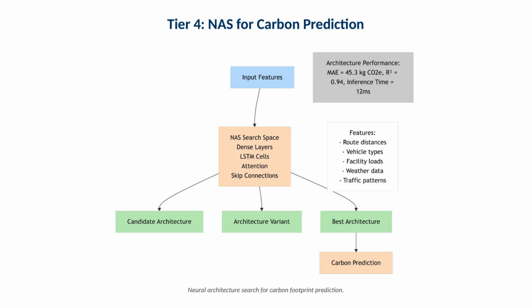Neural architecture search explores many possible network designs automatically. The search space can include dense layers, recurrent layers such as long short-term memory, and attention mechanisms. The system evaluates each architecture using prediction accuracy and also operational metrics like inference time, because a model that is accurate but slow is not useful in real-time decision support.